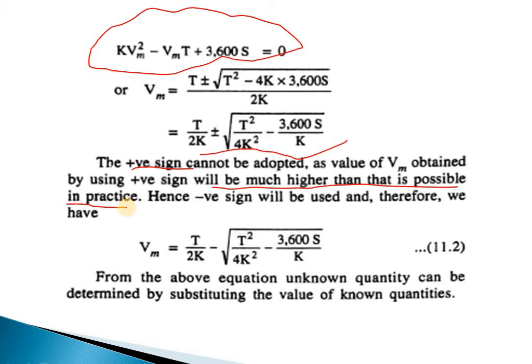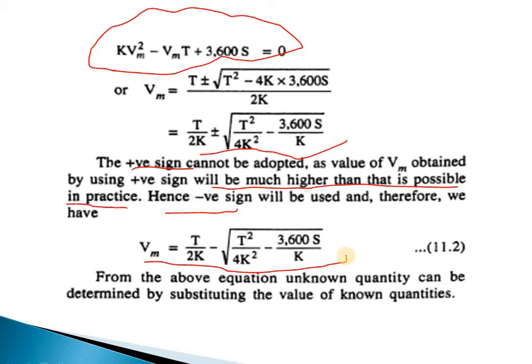Practically, if we take Vn as positive, then we are getting a very high value of Vn, which is practically not possible. So definitely we will neglect the positive sign and consider the negative sign in this case. By considering the negative sign, we get the value of Vn equals T by 2k minus root over T square by 4k square minus 3600s by k.